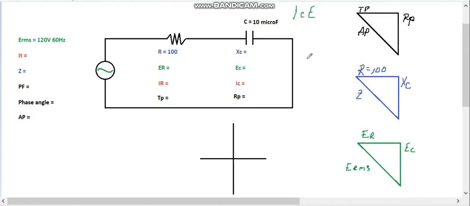We know 120 volts RMS. We know resistance of 100 ohms. We know our capacitance of 10 microfarad. So the first thing I would do here is, because we know our capacitance, I can find my XC. Once I find my XC, then I can find my impedance here. So that's where we're going to start.